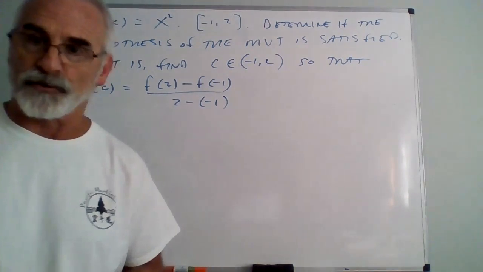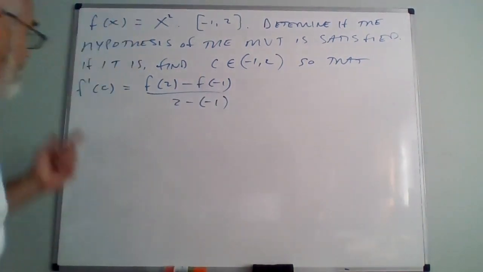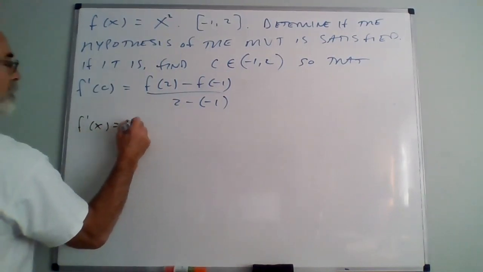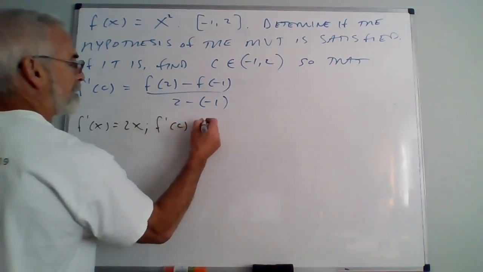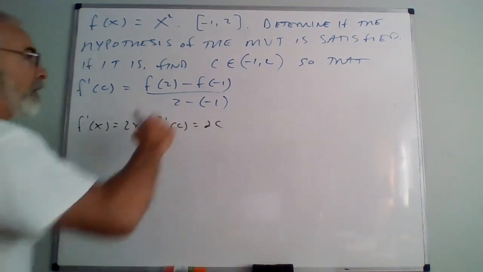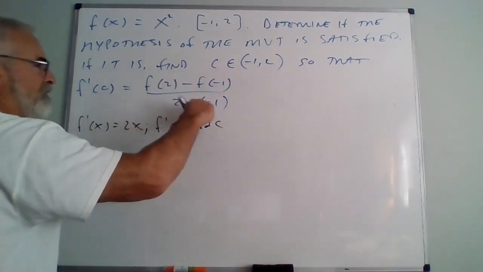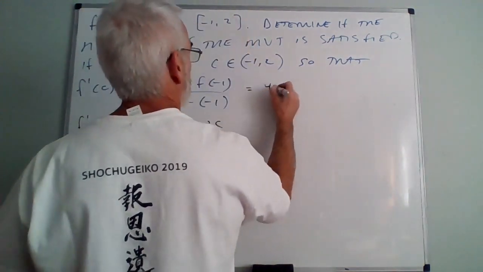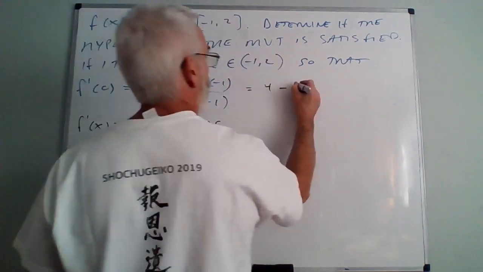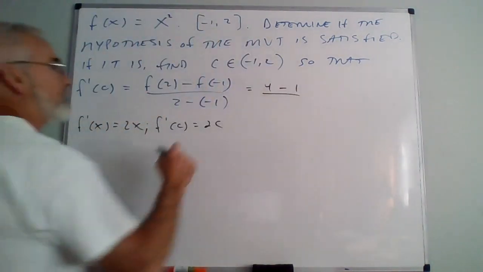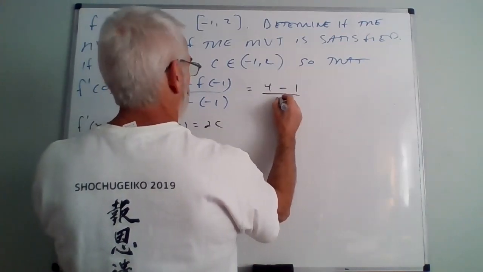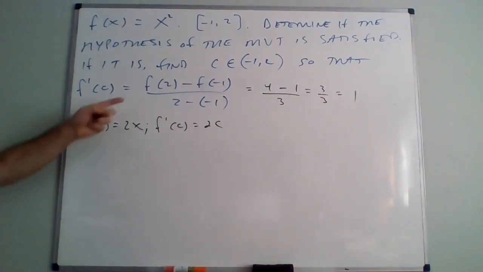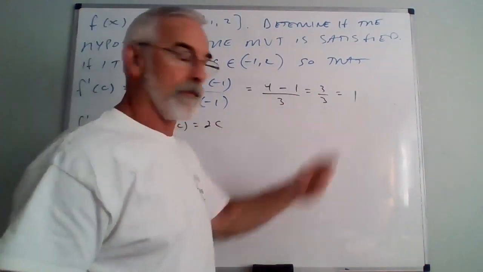So I have to take one derivative in the entire problem. That's it. Because I have to be able to do this. So f prime of x is 2x. So f prime of c is 2c. Okay, that was easy enough. Now, what's f of 2 minus f of negative 1, over 2 minus negative 1? Well, f of 2, that's 4. f of negative 1 is just 1. 2 minus negative 1, that's 3. Okay. The slope of the secant is exactly 1.